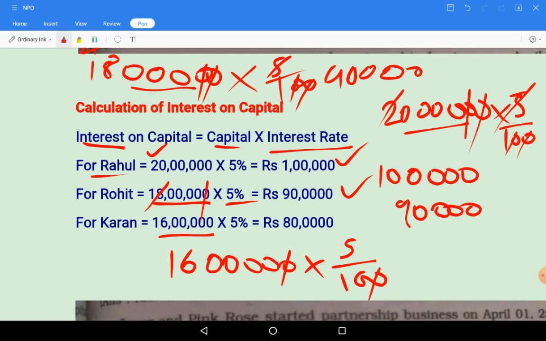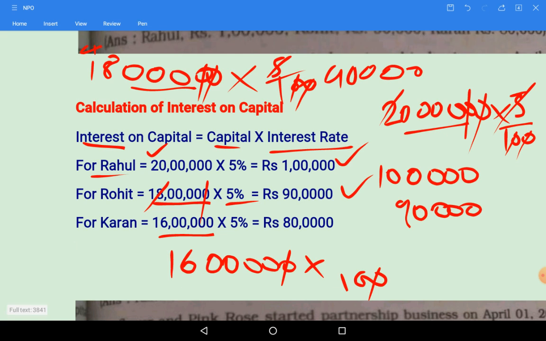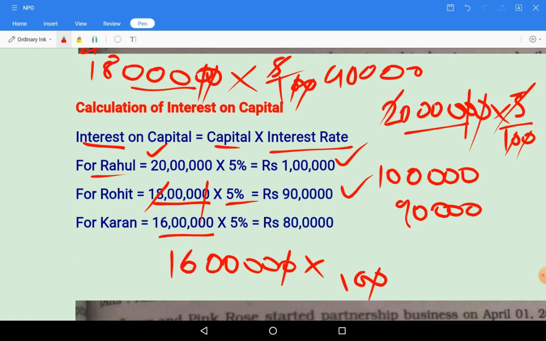See here, instead of 5%, you assume it as 10%. I am saying 10 by 100 means you will deduct, 10 cancels. So 1,60,000. But it is for 10%. We require it for 5%. 5% means half of 10. Of 10, half is 5, so this full 1,60,000 is for 10%, but we need it for 5%. Halve it and it becomes 80,000.